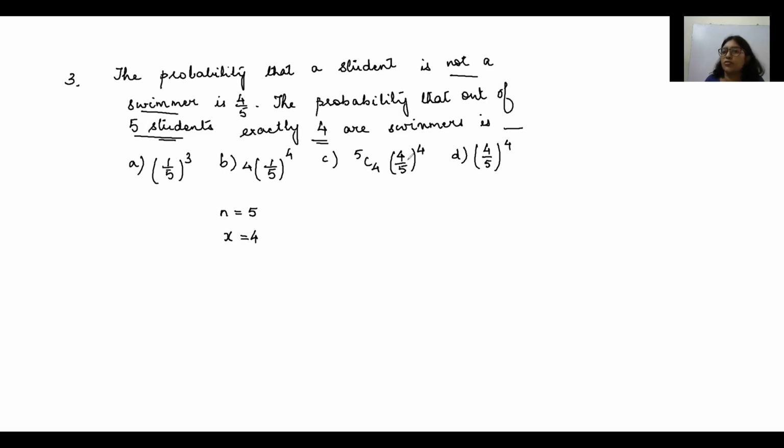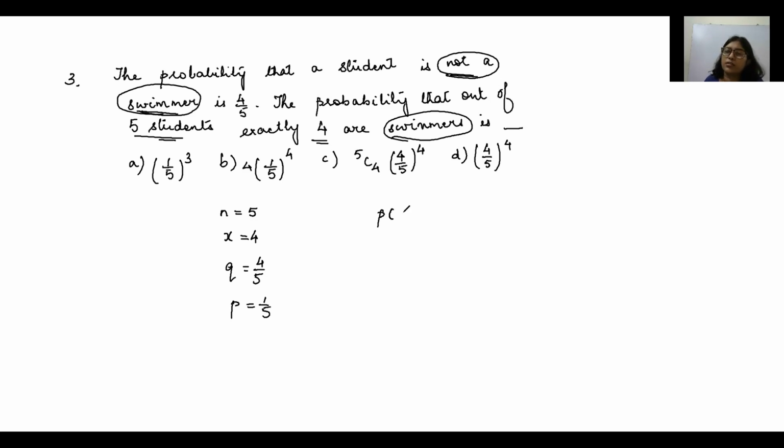And what is the rate of success, or rather the probability of success? It is not a swimmer, means Q. See, we have been asked to find swimmer, and what is given? Not a swimmer. That means this is Q for us. So P is 1 by 5 because we know P plus Q is 1.